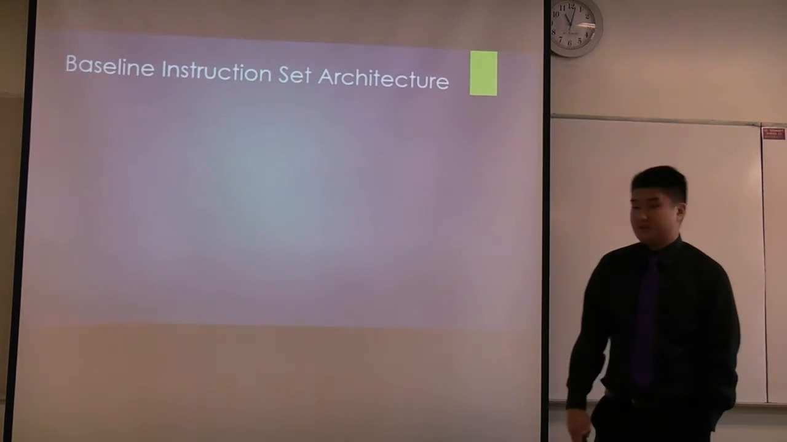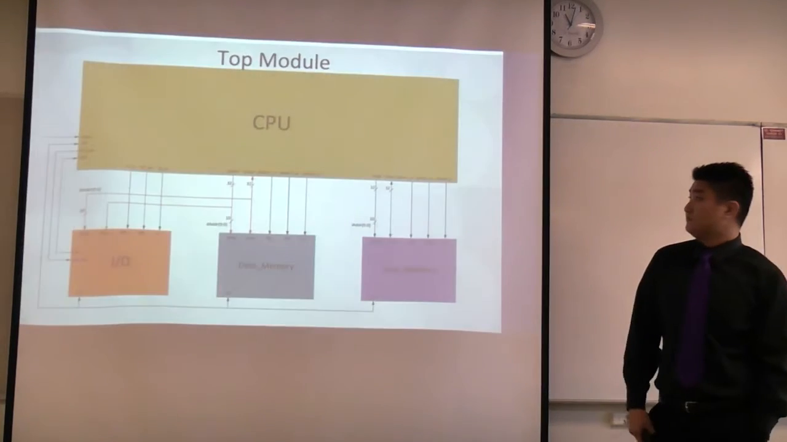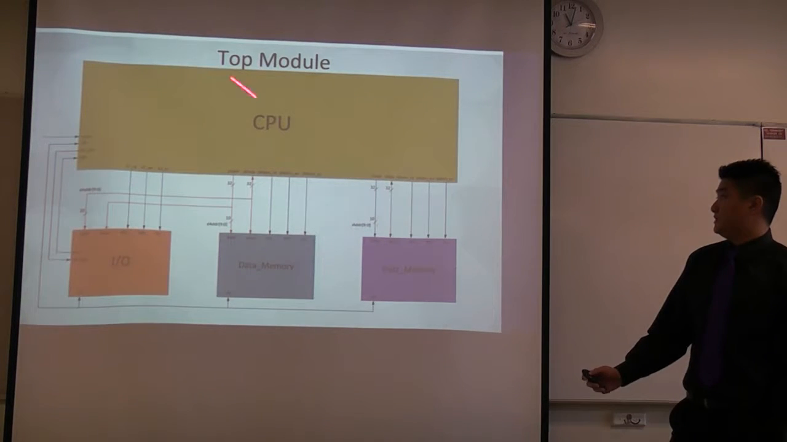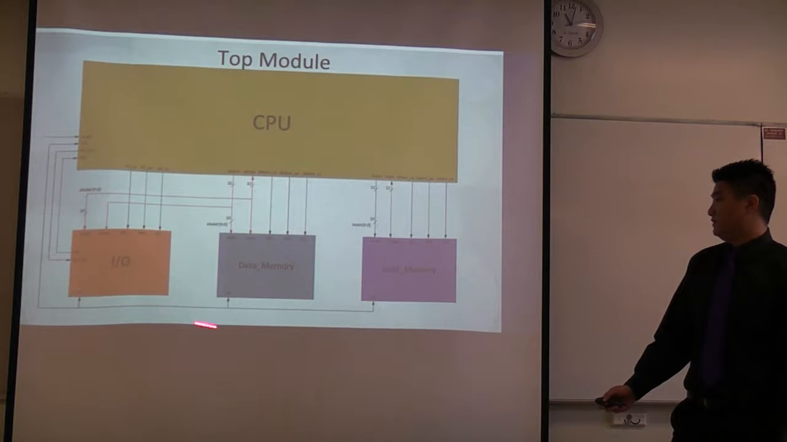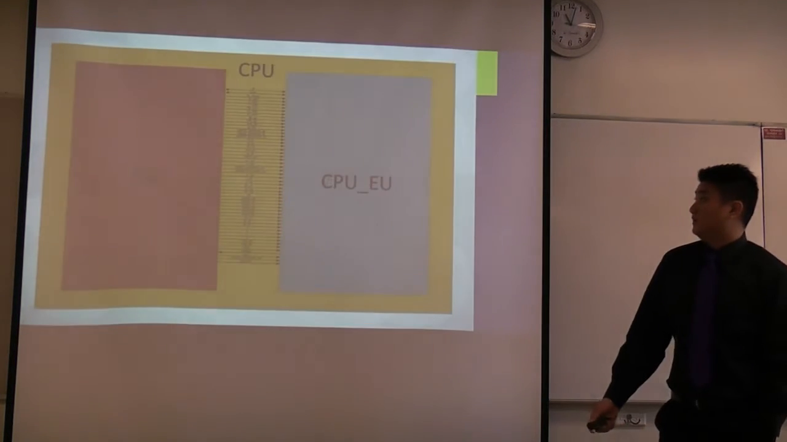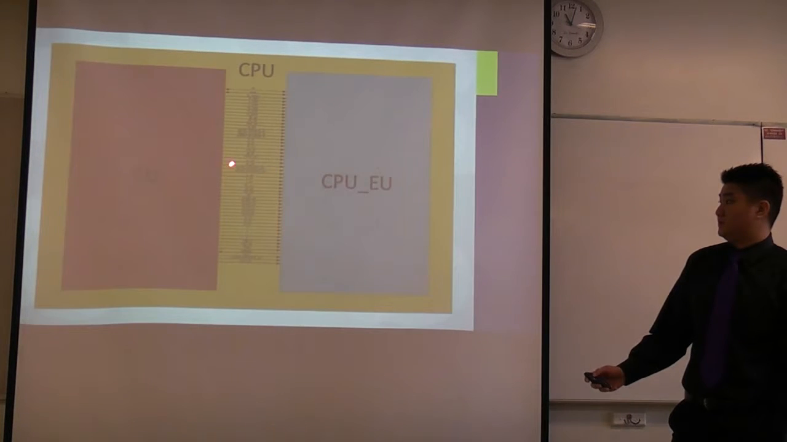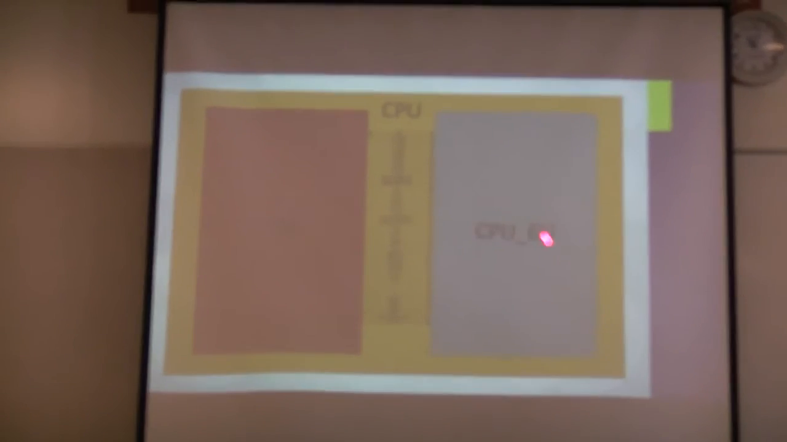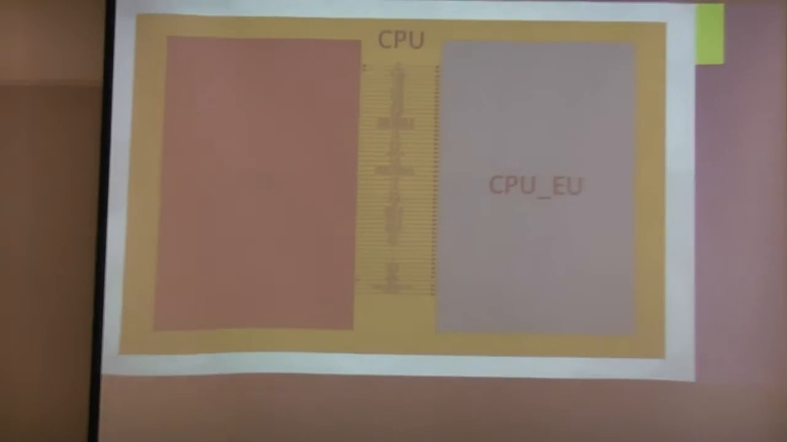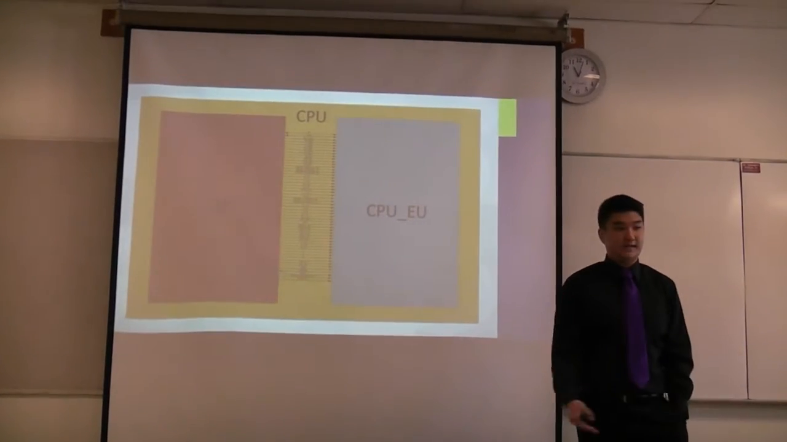So, the baseline instruction set architecture. Here's the top module, which has the CPU, then the I/O, data, and instruction. And then here's the CPU, which has the control unit and the execution unit. Pretty much all of the control words go into the execution unit, and the ones that go from the execution unit to the control unit are the flags.